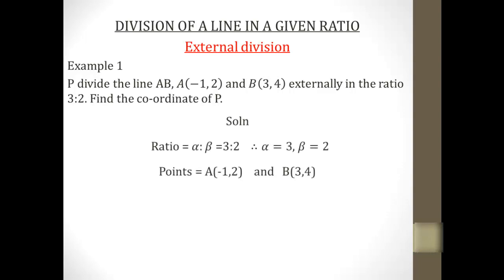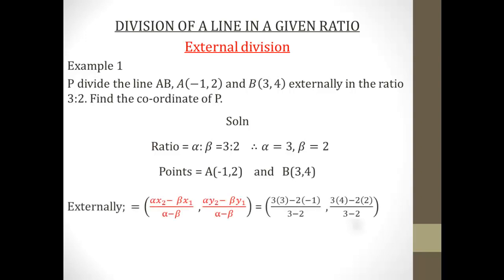So now first you have to write your ratio. Now the ratio is 3:2. And one thing you must understand is that the question says we should find externally. So the ratio is alpha is to beta, which is the same as 3:2. So alpha becomes 3, beta becomes 2. So now we must state the formula for finding externally. The external division formula is alpha x2 minus beta x1 all over alpha minus beta, and then alpha y2 minus beta y1 all over alpha minus beta.